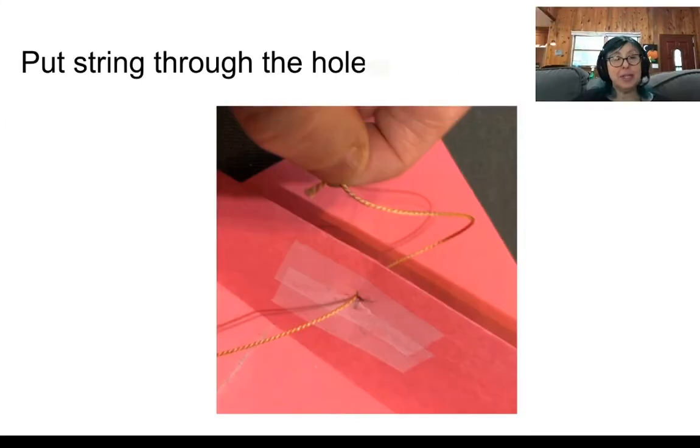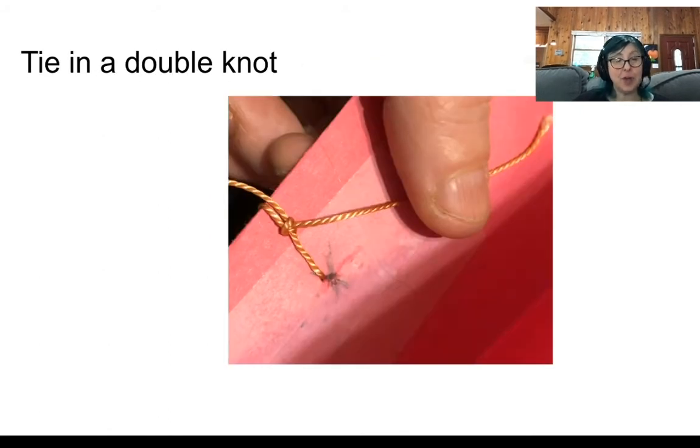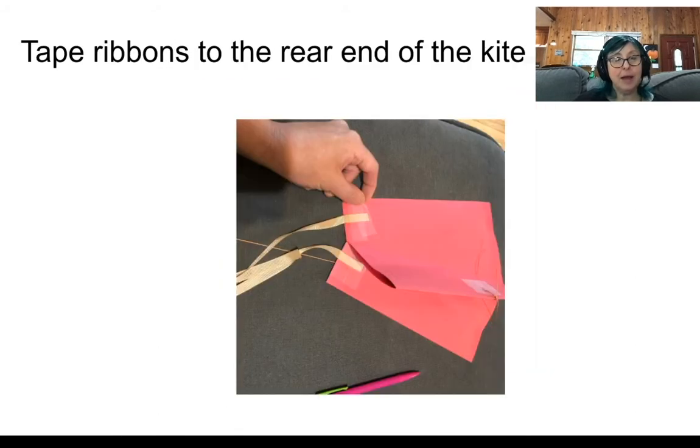And now you're going to put the string through the hole, and you can see I kind of did both. I thought I had a hole puncher and I don't. So I put my tape down and then I punched through it. And then I tied it in a double knot. And then I actually used tape on my other side just to secure it.